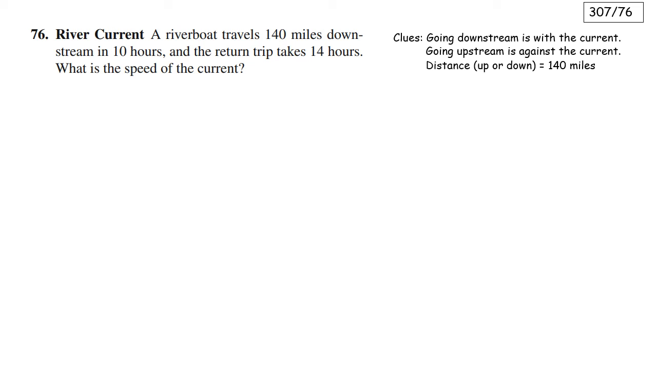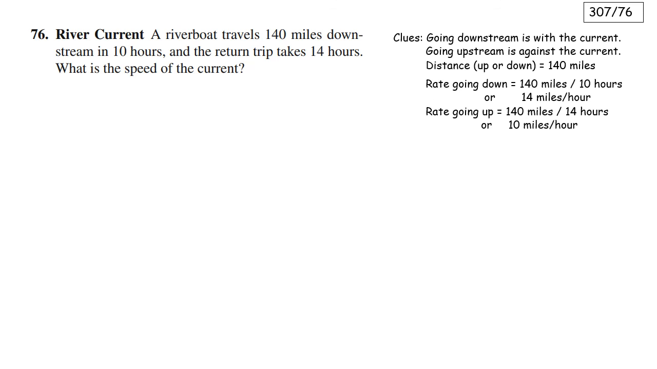The distance going up or down is 140 miles. The rate going down is, we did 140 miles in 10 hours, or 14 miles an hour. The rate going up is 140 miles, and that took us 14 hours, so we went 10 miles an hour going upstream. Let x be the speed of the boat in still water with no current. Let y be the speed of the current.